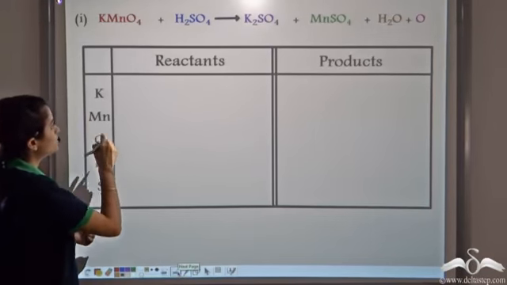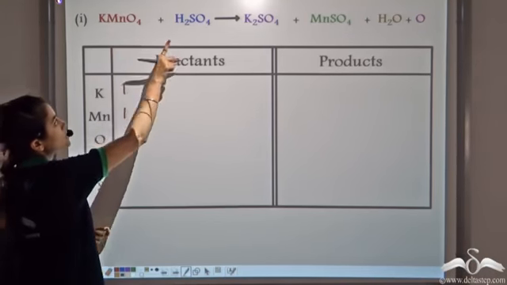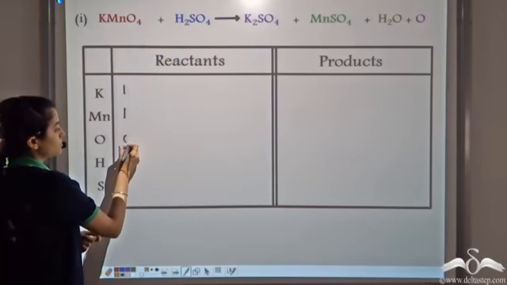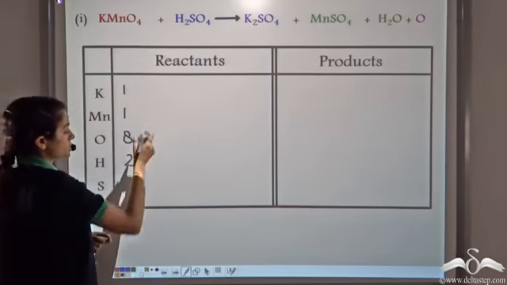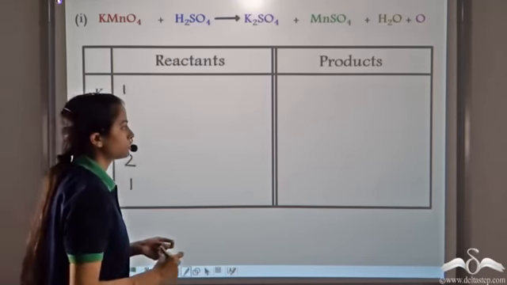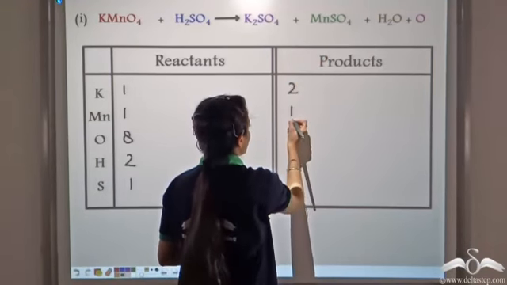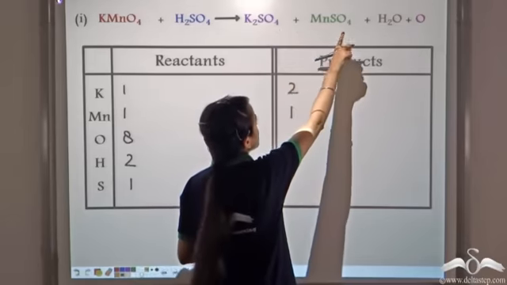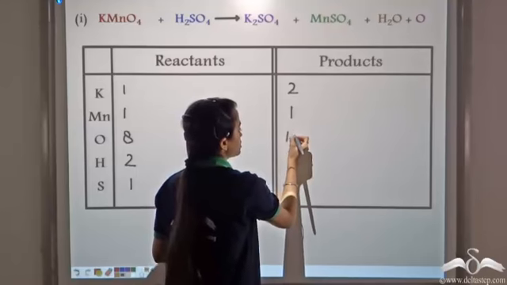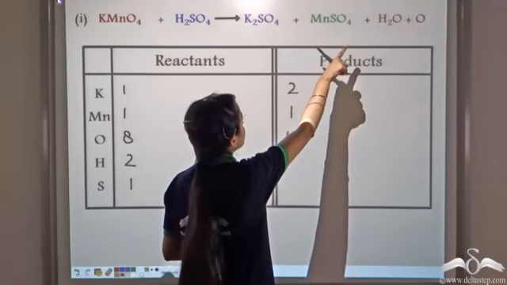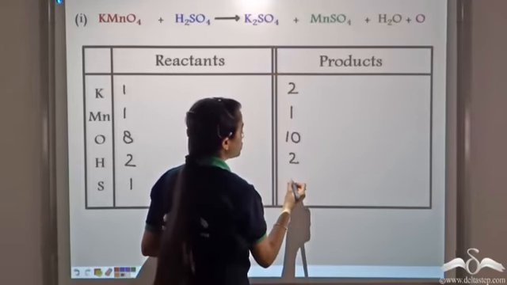Let's count the number of atoms. Potassium 1, manganese 1, oxygen is 4 plus 4, 8, hydrogen is 2, and sulfur is 1. Moving over to the product side, we have 2 atoms of potassium, 1 atom of manganese, then we have 4 plus 4, 8, plus 1, 9, plus 1, 10 atoms of oxygen. Then we have 2 atoms of hydrogen and 1 plus 1, 2 atoms of sulfur.